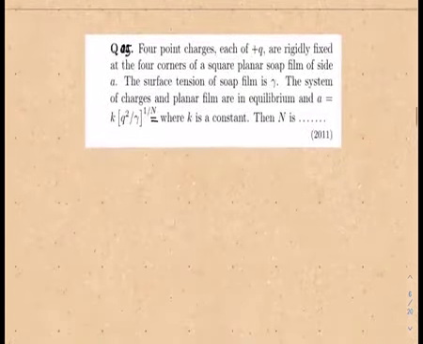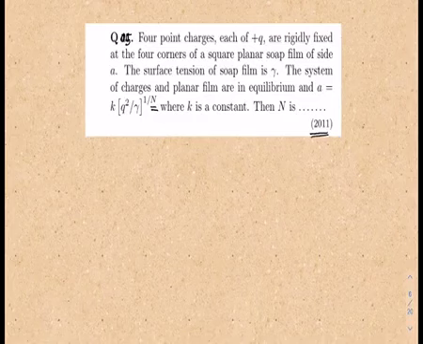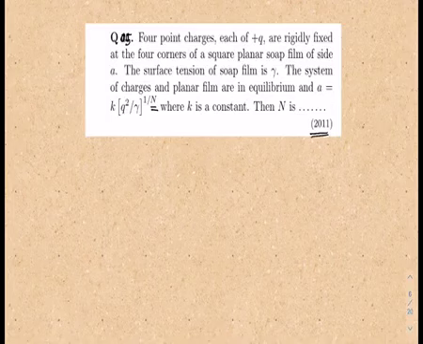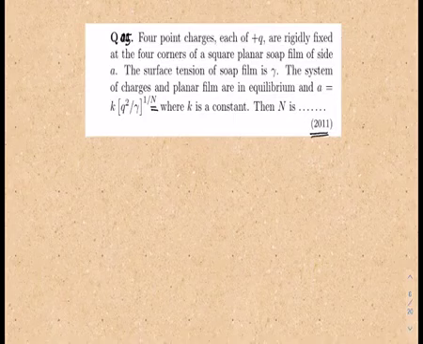Okay, now let us do this problem. This was asked in 2011 JEE Advanced. 4 point charges, each of plus q, are rigidly fixed at 4 corners of a square planar soap film of side A. The surface tension of the soap film is gamma.